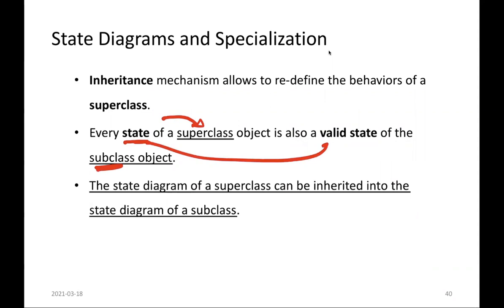The state diagram of a subclass can always be inherited from the state diagram of the superclass. So inheritance is a way to redefine the behavior of superclasses and their children.